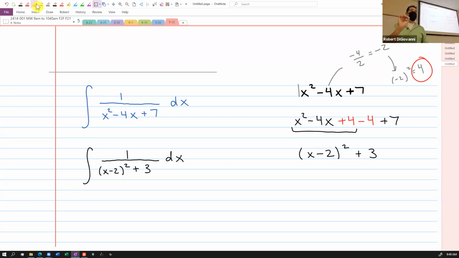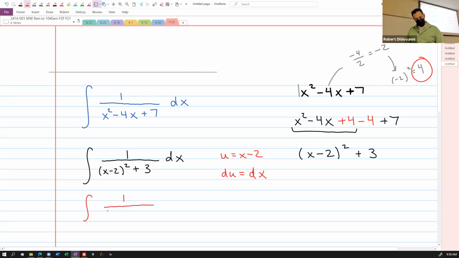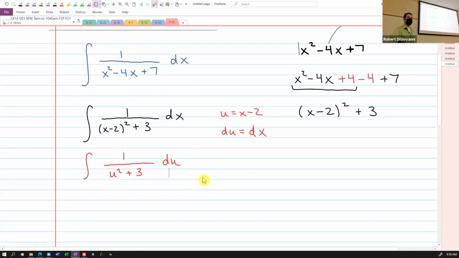So to convince us that we can now go to the formula, I'm going to do a quick, basic u sub, not a trig sub, a u sub. Everywhere I see x minus 2, I'm going to replace it with u. What's the derivative of that? dx becomes du. Let's rewrite the problem: the integral of 1 over u squared plus 3, du. Now, does that look like formula 17?